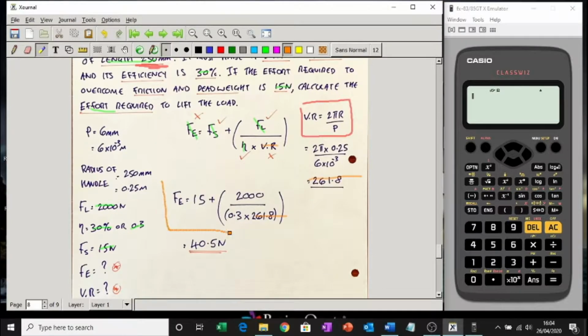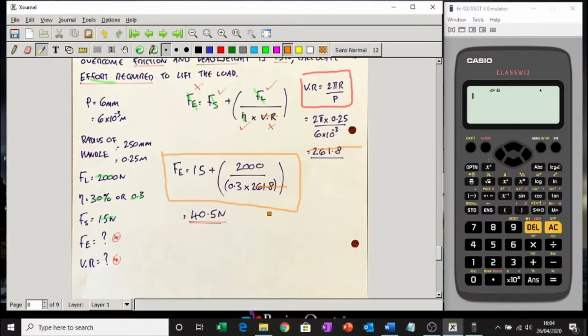So put it in this formula. That will give you the effort. Make sure you put a bracket around that and a bracket around that. So 2000 divided by 0.3 times by 261.8. Close that. Plus the 15 gives me 40.5. So that is the effort required to lift that load of 2000.